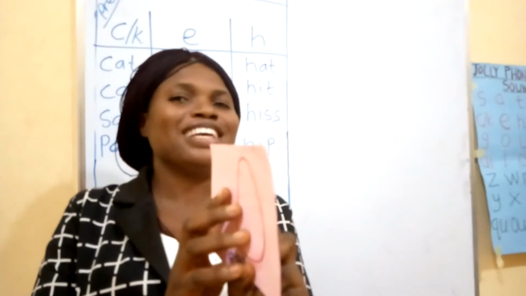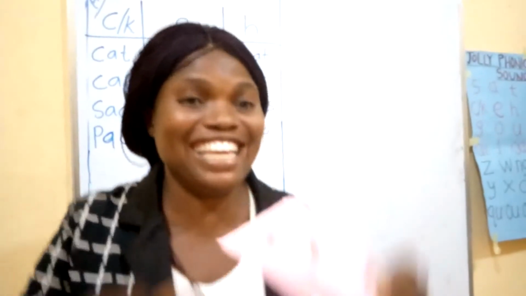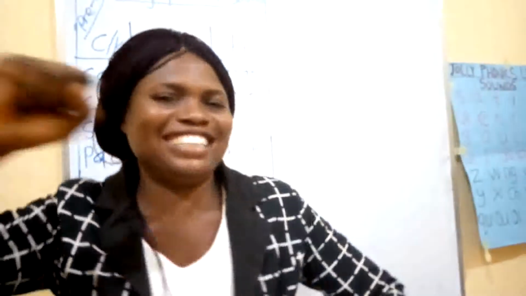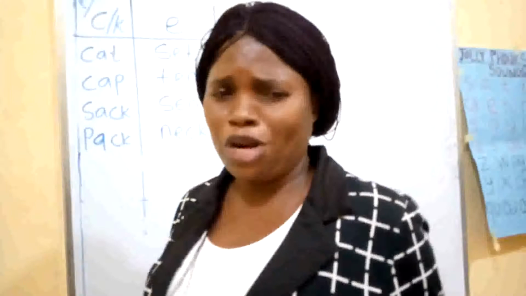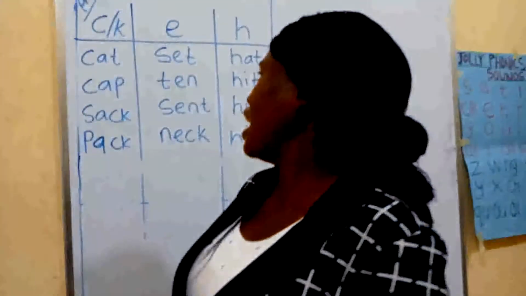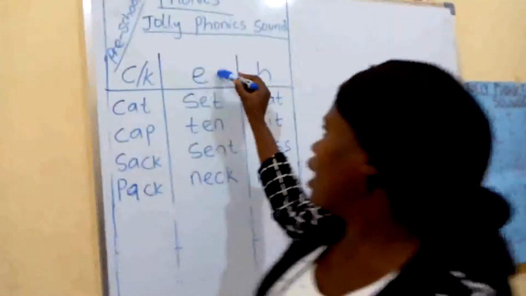Okay, spell eh for me. I can hear you. E, g, g. Egg. That is good. E, g, g. Egg. That's lovely. Now, Mrs. Bassi will write some words on the board for you that have the eh sound. Look at this.